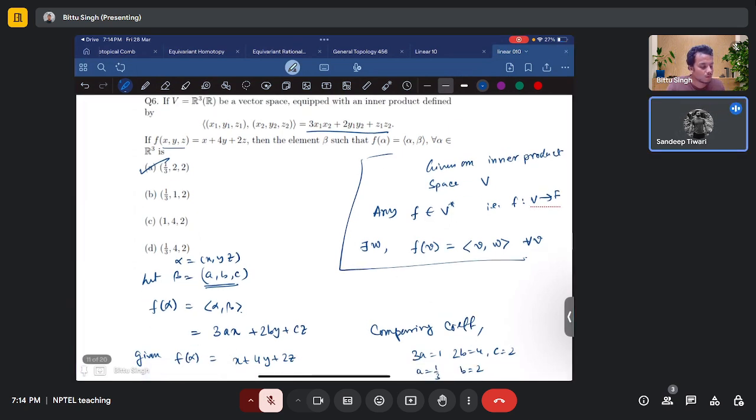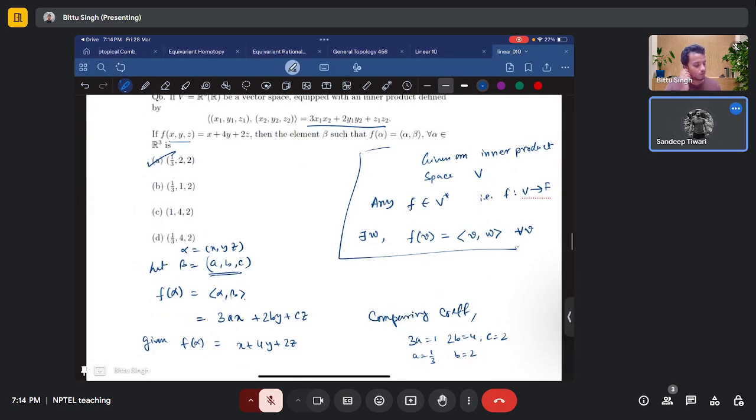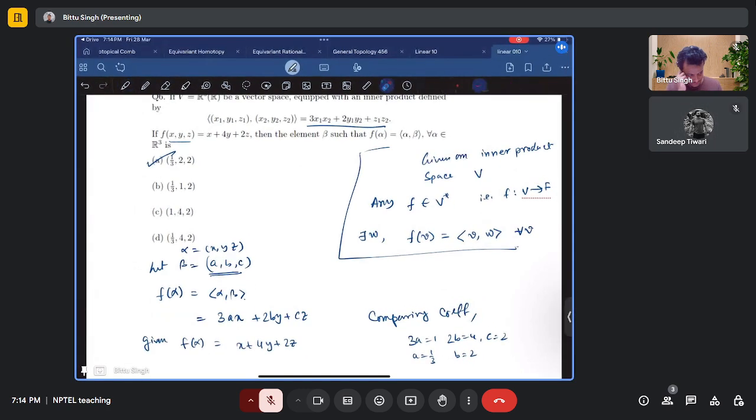So I am comparing those coefficients. We get 3a equal to 1 times x. So 3a will be the same as 1, 2b will be the same as 4, and c will be the same as 2.